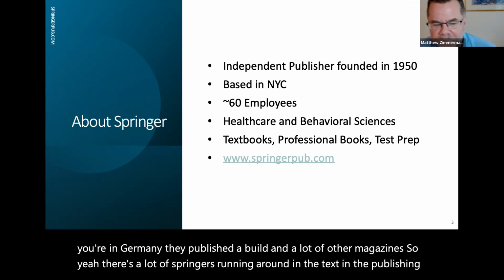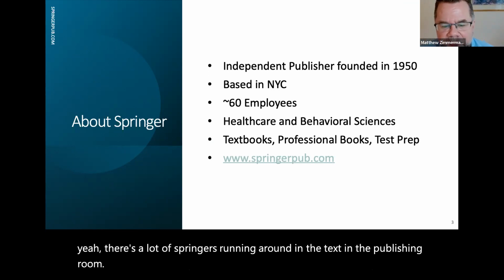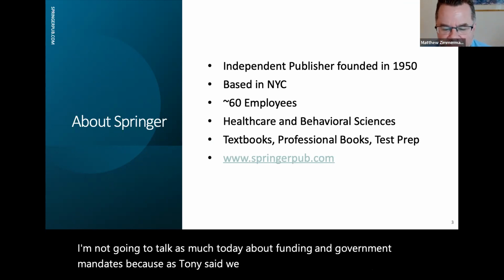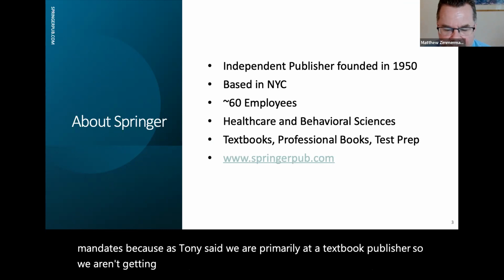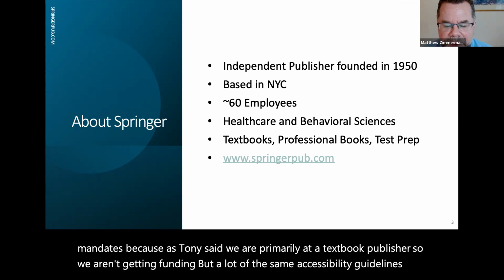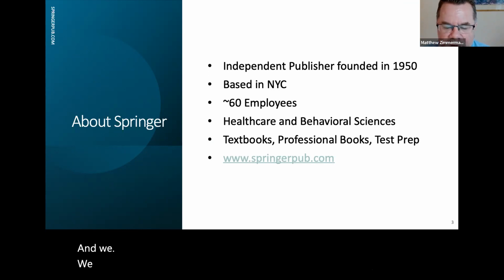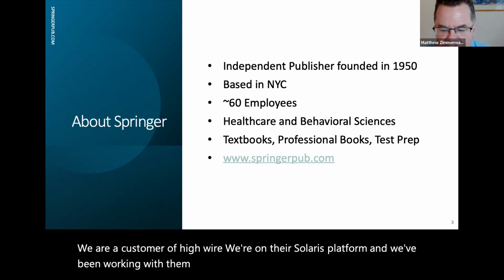I'm not going to talk as much today about funding and government mandates because, as Tony said, we are primarily a textbook publisher. So we aren't getting funding. But a lot of the same accessibility guidelines apply. And we are a customer of Highwire. We're on their Scaleris platform, and we've been working with them on accessibility issues. So that's how I came to be here.